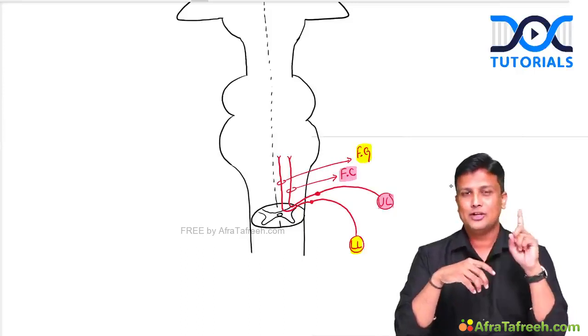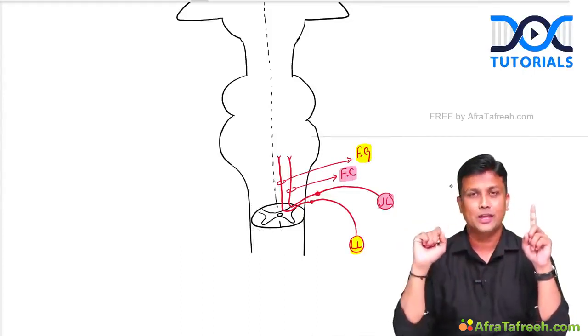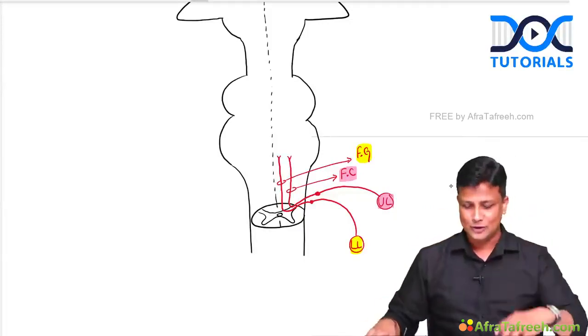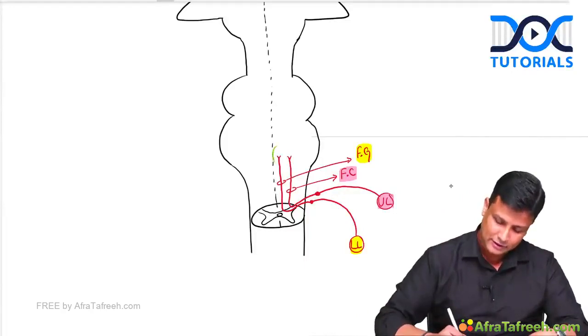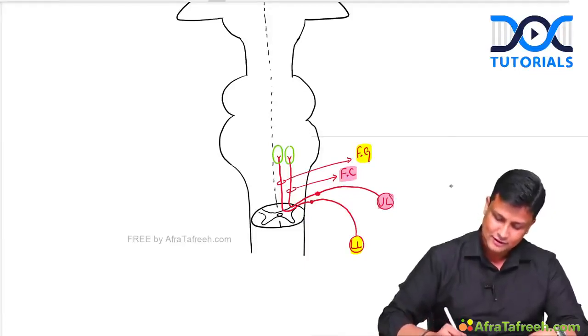Now, appreciate one important thing. Are they crossing in the spinal cord? No. Are they stopping in the spinal cord? No. They are going to stop in the medulla oblongata, and in the medulla oblongata they stop in the respective nucleus. I mean to say, fasciculus gracilis will end in the gracilis nucleus.